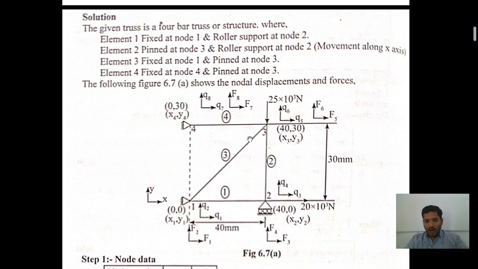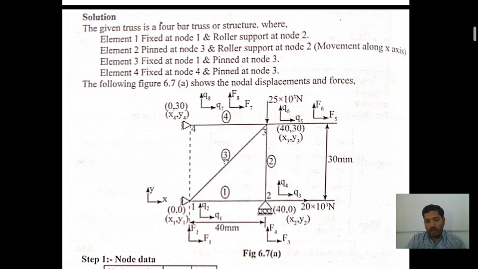Clear? So if element 1 lies between the first and second node, the first one is the hinge support and the second one is the roller support. Come to the point of 2. Element 2 lies between the second node and the third node. The second node is the roller support and the third node is the pinned.